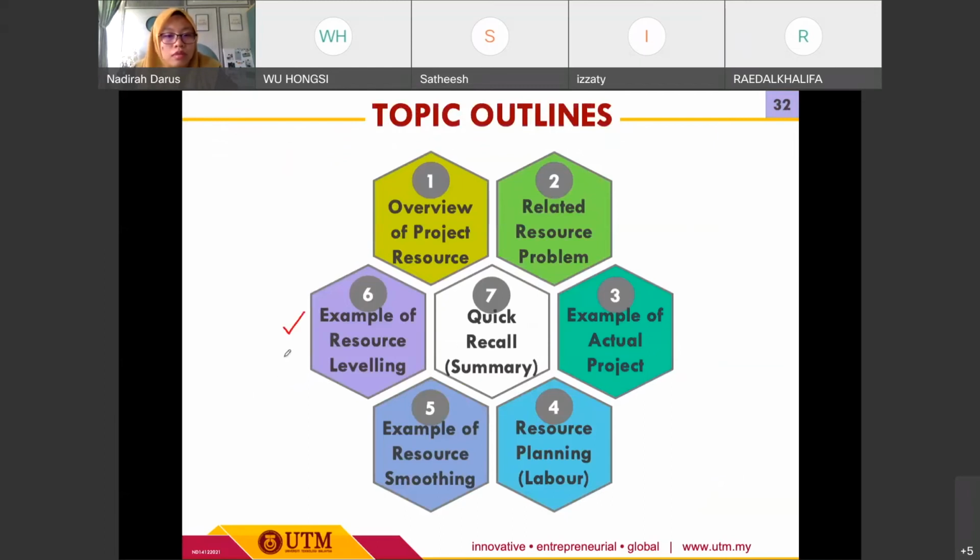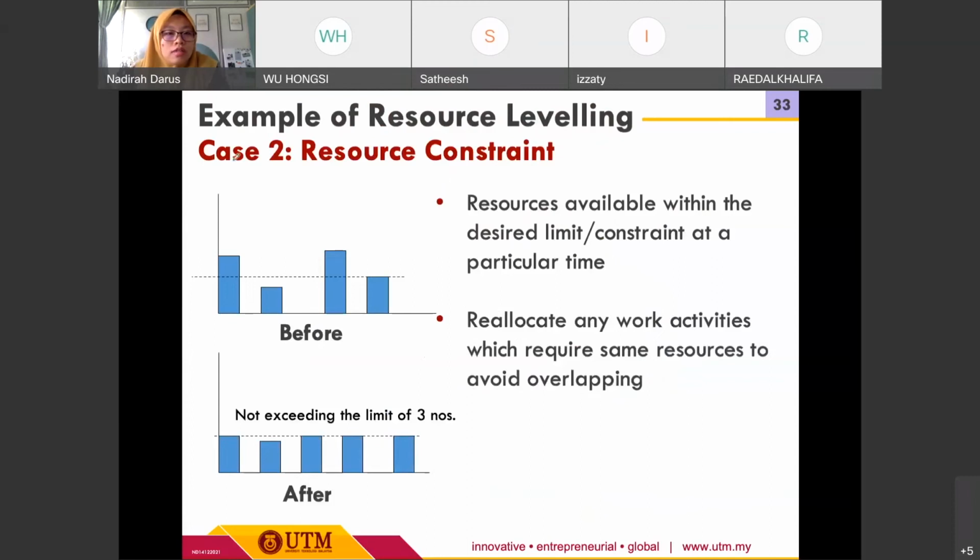All right. So we have come to almost the last part of our topic. Okay, so we will continue to the example of resource leveling. Just now we have covered smoothing, and the next one will be resource leveling. As previously mentioned, resource leveling is more on resource constraint. Okay, case 2, which is resource constraint. As compared to resource smoothing, resource leveling is more on resource limited, or resource driven.